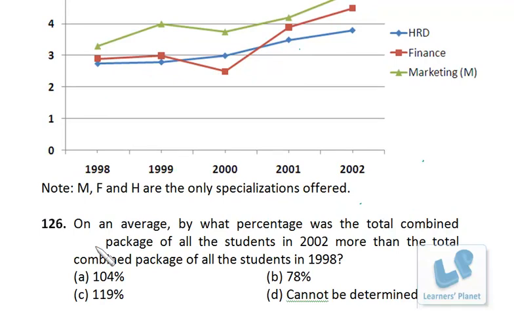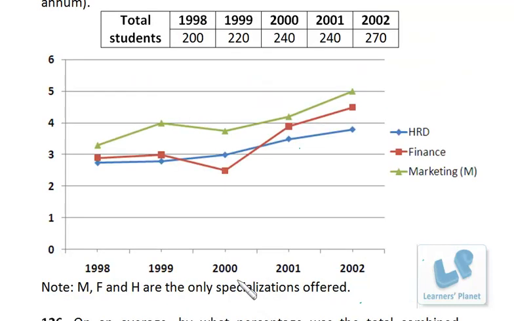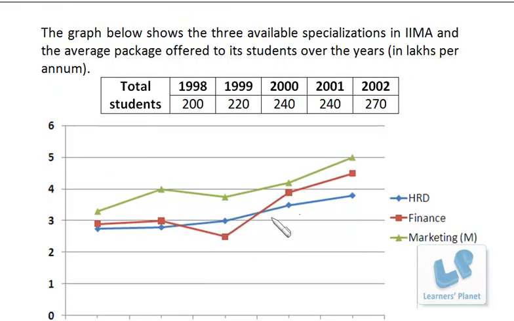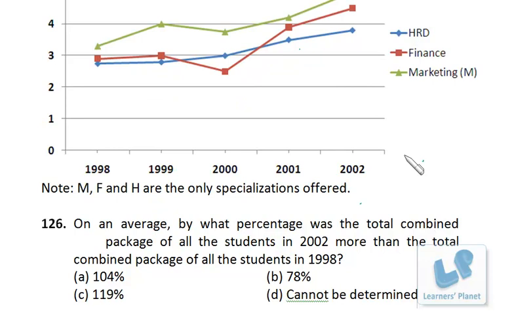Now in this question, on an average, by what percentage was the total combined package of all the students in 2002 more than the total combined package of all the students in 1998? Now in 1998 we have 200 students, but if we wish to calculate the average package of these 200 students, we must be knowing how many students were there in HRD, finance and marketing. But this data is not at all given over here, only the average package is given. So we cannot calculate the total package of the students in year 1998. Same thing is in 2002. So we cannot answer this question by using these data, so that cannot be determined.